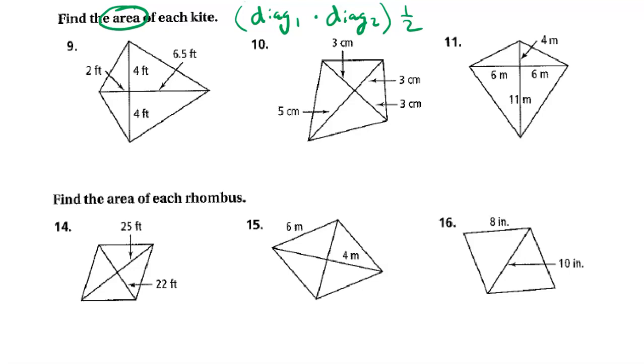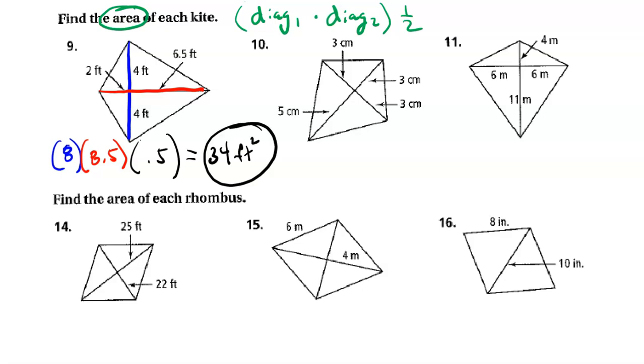So if I look at this, the first diagonal is 8. The other diagonal is 2 plus 6.5, which is 8.5. And then I need to multiply that by 1/2, or 0.5. So 8 times 8.5 is 64 plus 4, it's 68, chopped in half. Leaves a grand total of 34 feet squared.